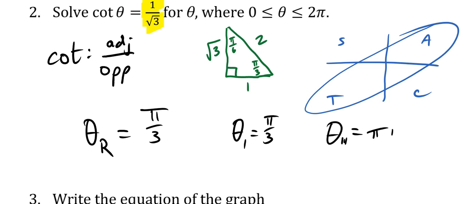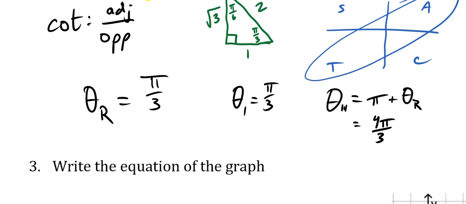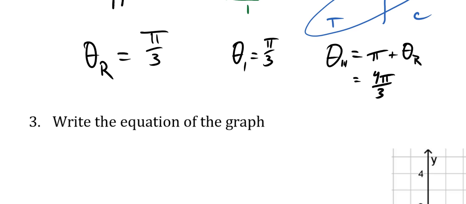It's pi plus theta related, which is pi plus pi by 3, which is 3 pi by 3 plus 1 pi by 3, which is 4 pi by 3. Any questions about that? So we've got 2 answers, 1, 2.